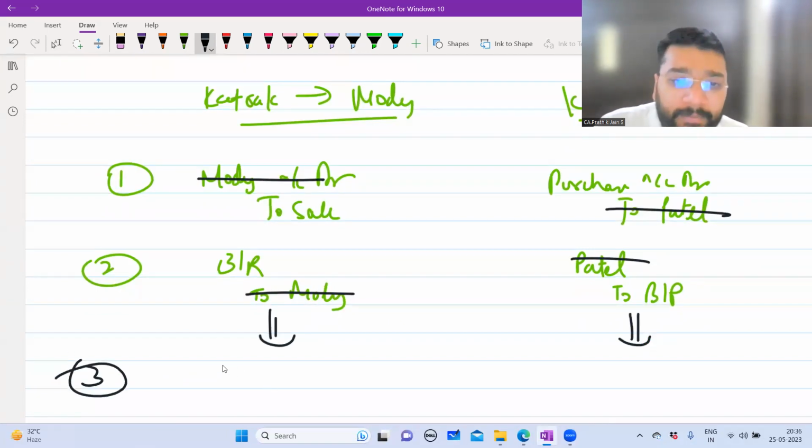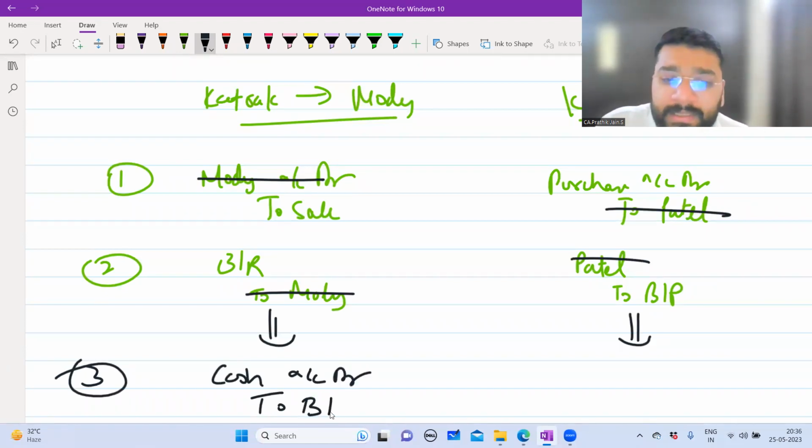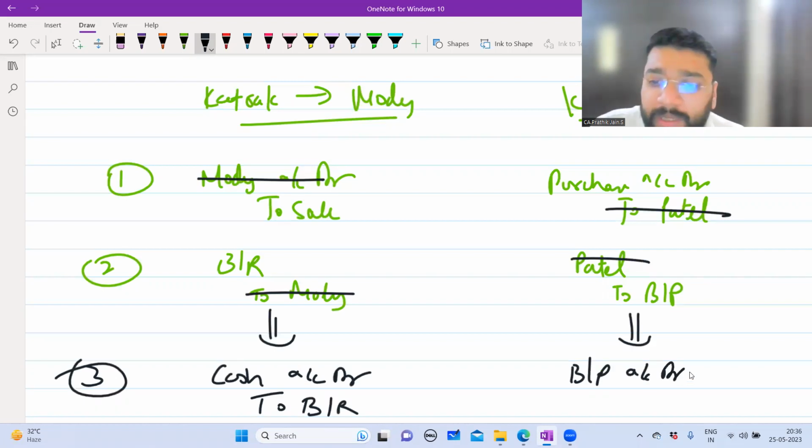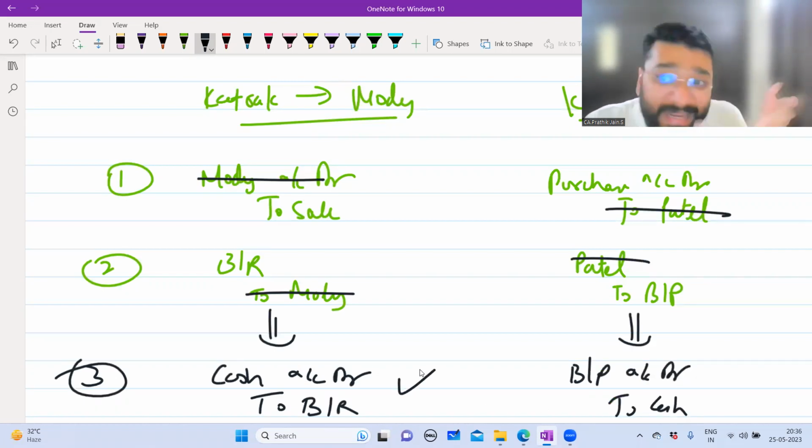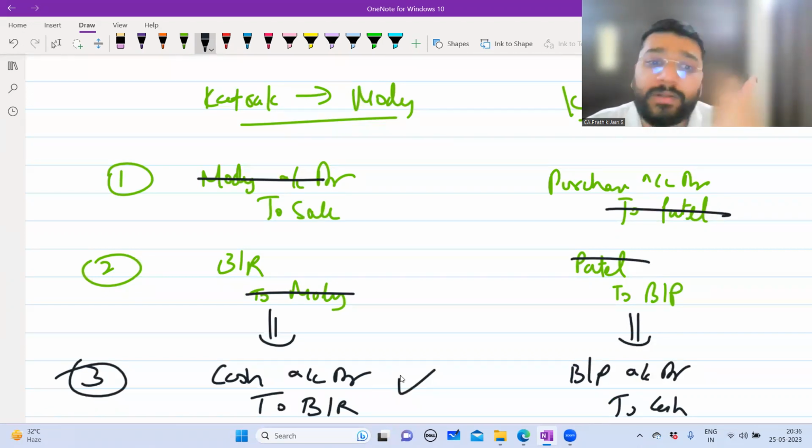What will be the receipt entry? Cash account debit or bank account debit to bills receivable. And here he is making the payment to Patel. So what happens? Bills payable account debit. We are closing the liability by making the payment. But are we encashing the bill and making the payment to Patel, or are we endorsing it?